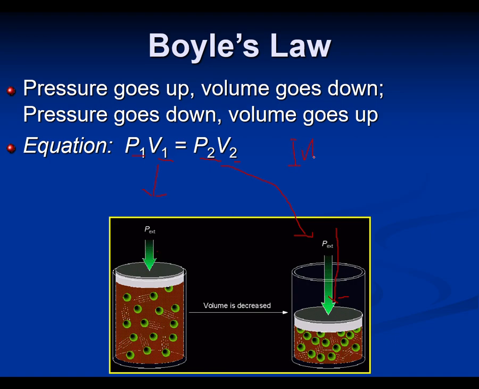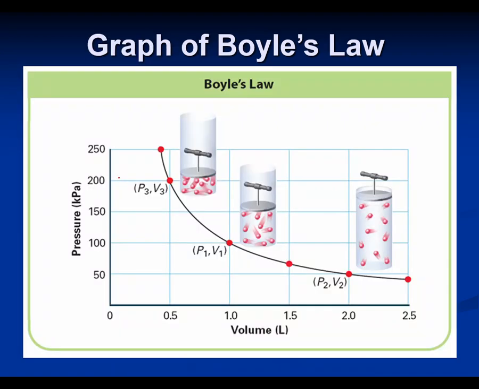Inverse, not indirect, inverse. That's supposed to be an I and an N and a V. Inverse, INV, inverse relationship. The graph shows the inverse relationship between the two variables. Pressure on the y-axis, volume on the x-axis. As one increases, the other decreases. See here, very, very, very high pressure pushing down externally, and small volume, less than 0.5 liters. Here you got a big volume and little pressure.